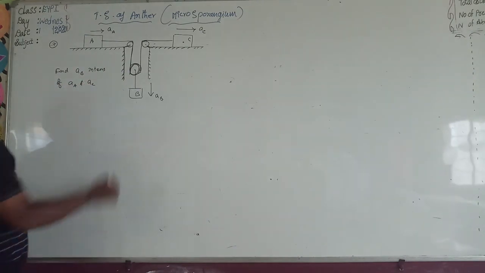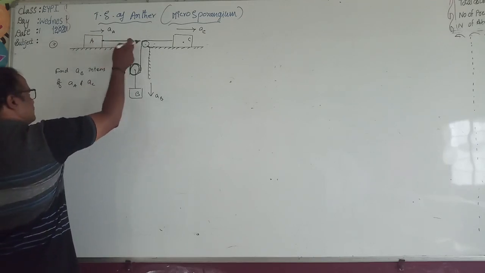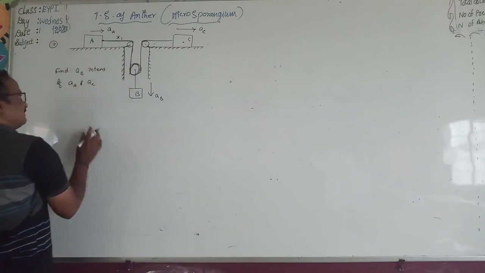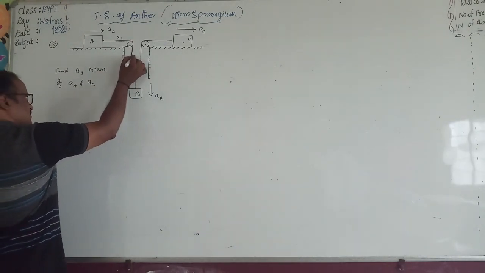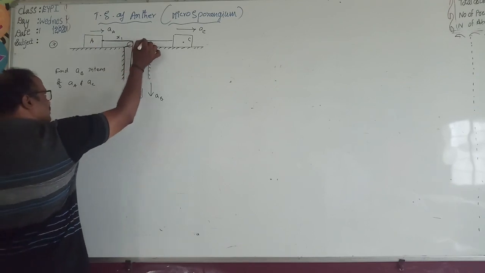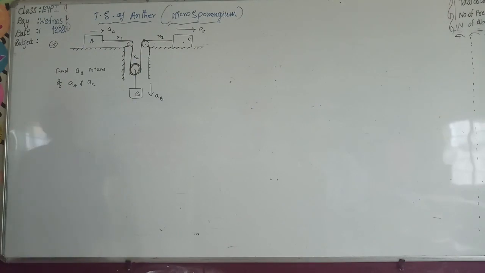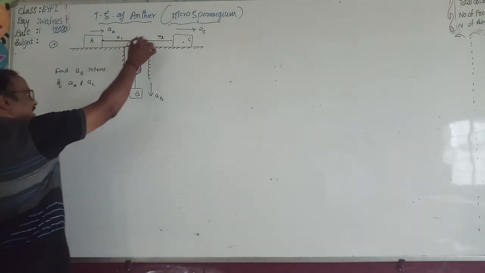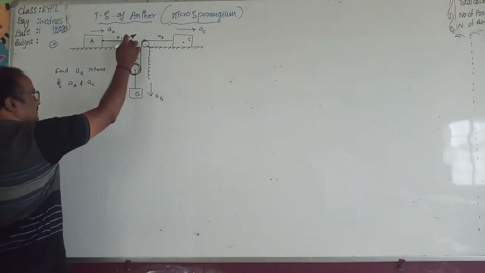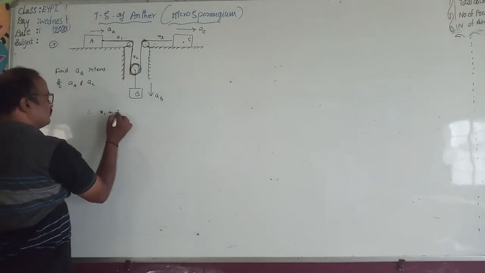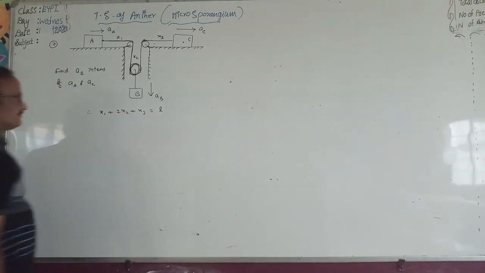Very easy, you know. Suppose the distance of the string from A to this pulley is, let us say, x1. From this point to this point the length is x2, and this is also x2. And from here the displacement is x3. Now what is the total length of this upper string? The total length of the string is x1 plus x2 plus x2, that is 2x2, plus x3 is equal to L.